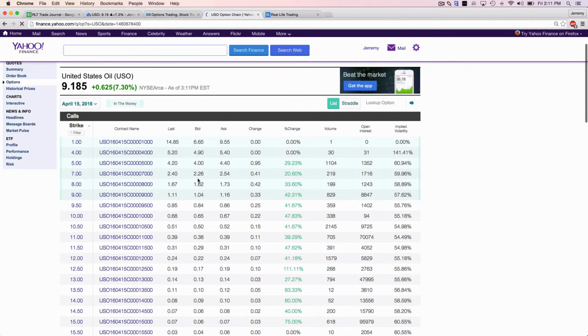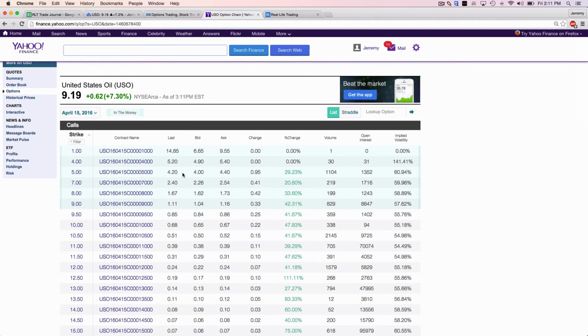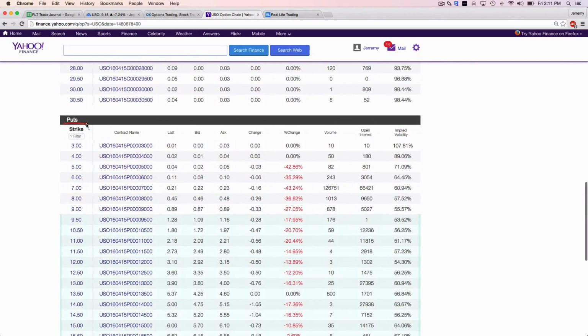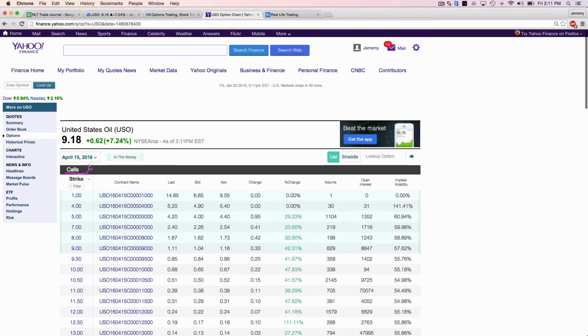So here's April. And notice the Yahoo Finance option chain says what you're looking at. These are puts right there. These are calls right there. Notice that. Okay, the strike price, notice how it says strike. That's just the value at which you have the right to buy the stock if you want.